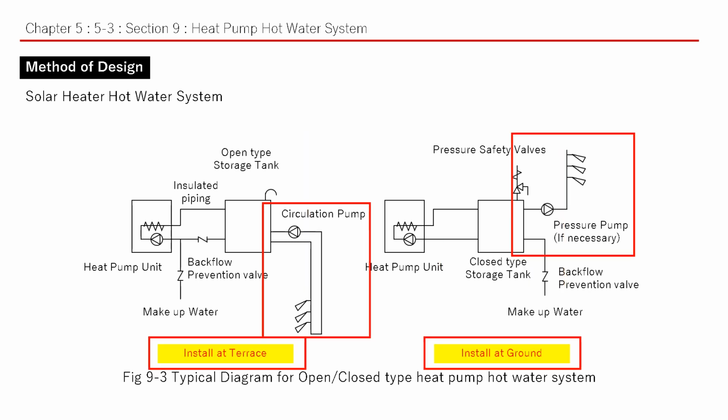The main difference is the installed location. Open type storage tank releases pressure to the air. So, it should be installed on the terrace to make pressure for the use point. Closed type can keep pressure inside the storage tank. Therefore, it can be installed on the ground also.